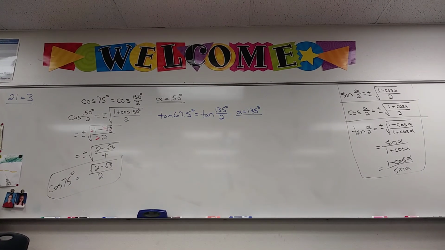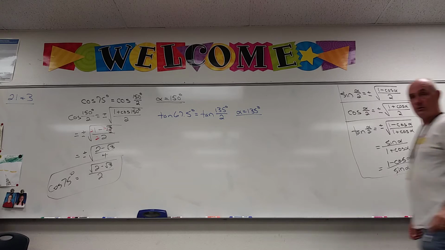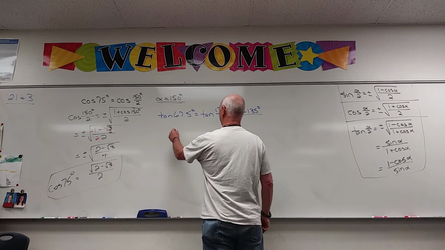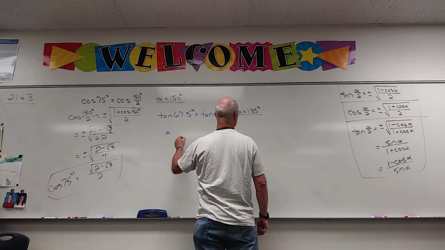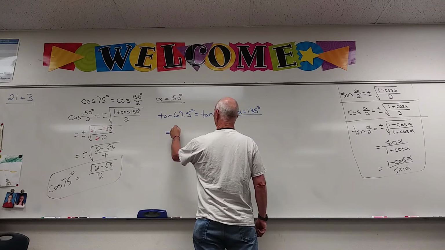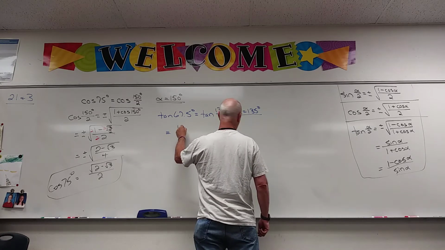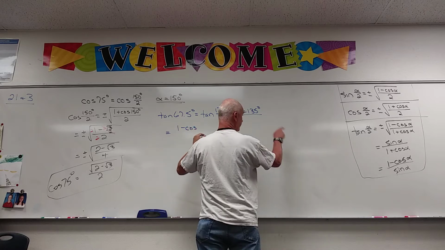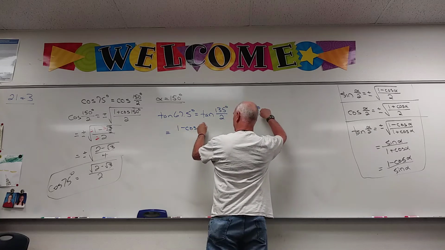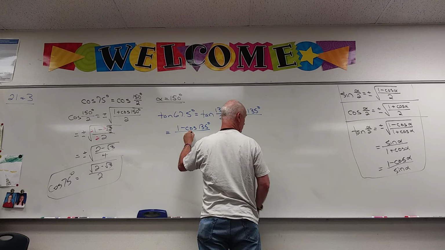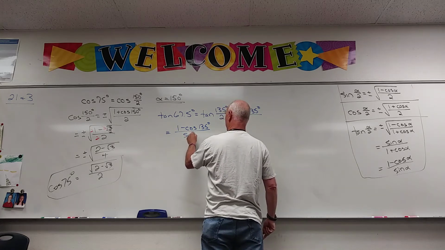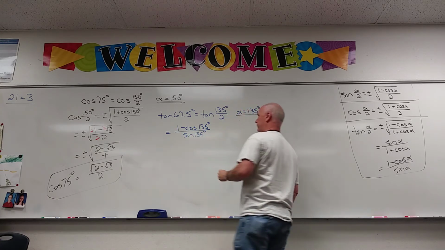It's just the sine on the bottom. Then you do 2. Hey, that was a lot of rhyming right there. You do 2. But I'm going to do 3. So 1 minus the cosine of alpha. Alpha is 135 degrees over sine of alpha, which is 135 degrees.